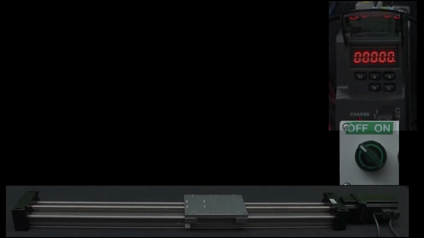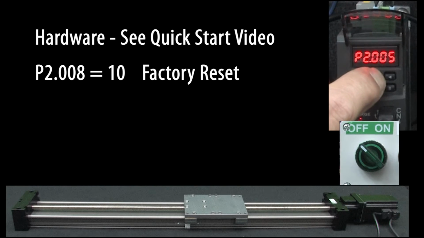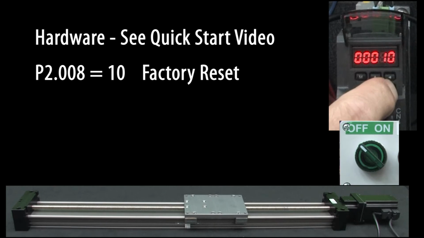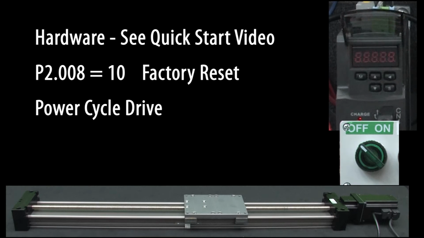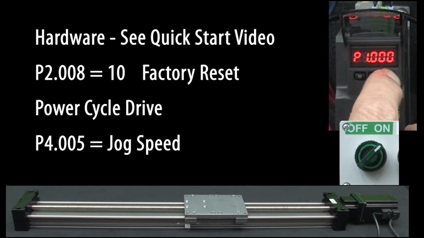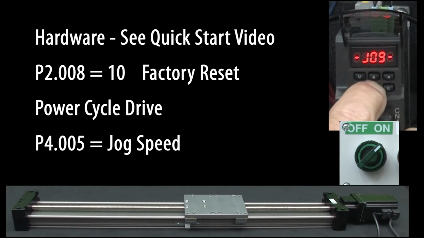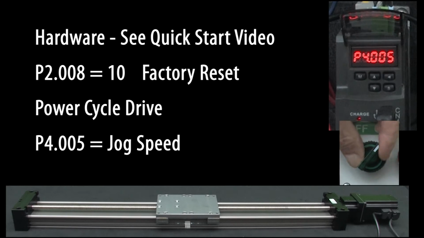Let's do it. I'm using the same hardware setup as we used in the quick start video, so I won't take the time to repeat that here. The only difference is I connected the SureServo2 motor to this IGUS linear slide to give us something to look at. I'm going to go to parameter 2.08 and enter a 10 to do a factory reset so you know exactly where I'm starting from. And we always do a power cycle of the drive after a factory reset just to make sure any residual values get cleared out. Let's enable the servo motor and go to parameter 4.05 and jog the slide to the center. And exit jog, and kill the servo motor.